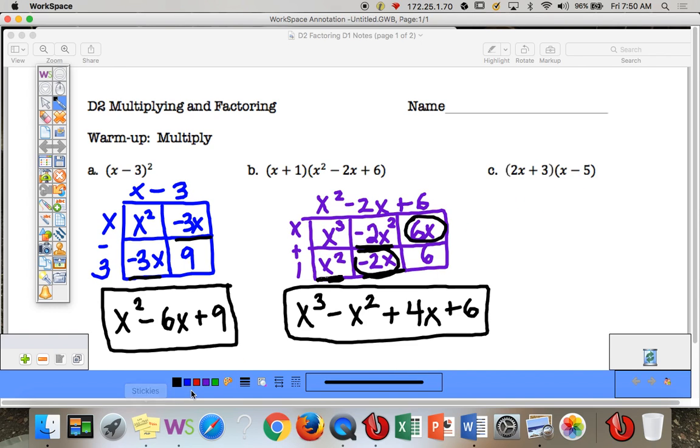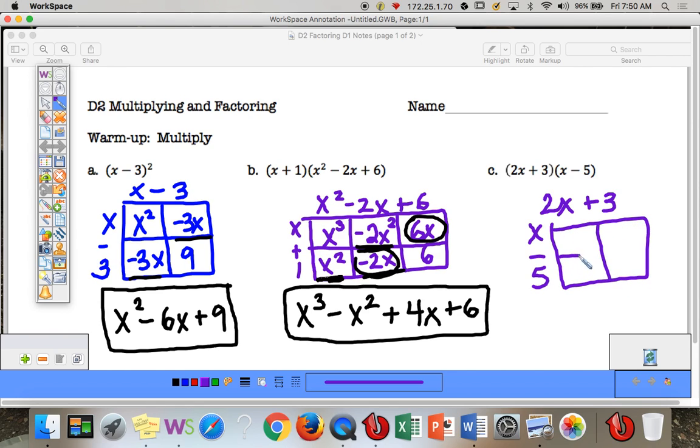Let's try the last one. We have 2x plus 3 times x minus 5. Make a rectangle here. Put a line wherever we see the plus and minus. The first box is 2x times x, which is 2x squared. Then we have 3 times x, which is 3x. 2x times negative 5, which is negative 10x. And in the last box, we have 3 times negative 5, which is negative 15. If you write it out from the highest power down, we'll have 2x squared minus 7x minus 15.